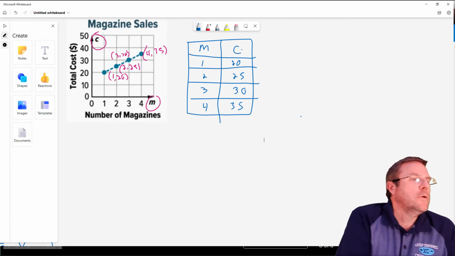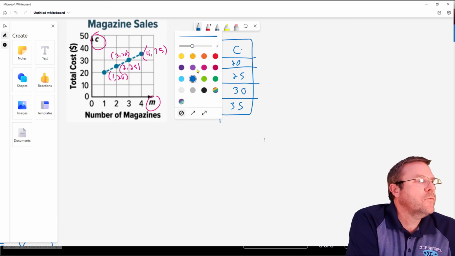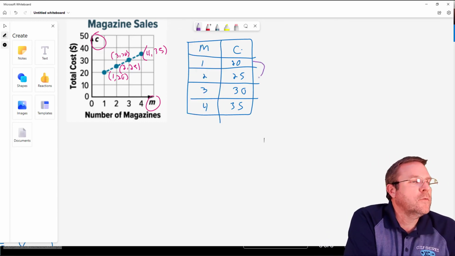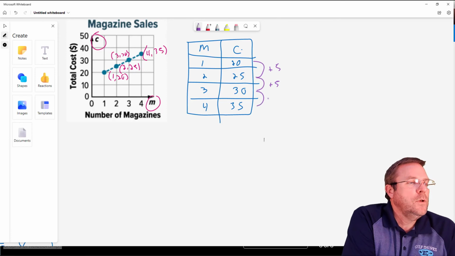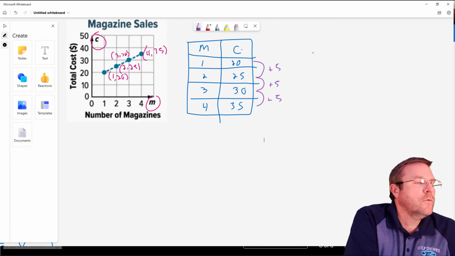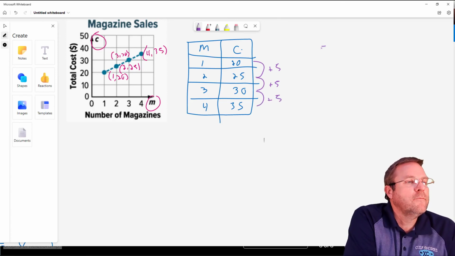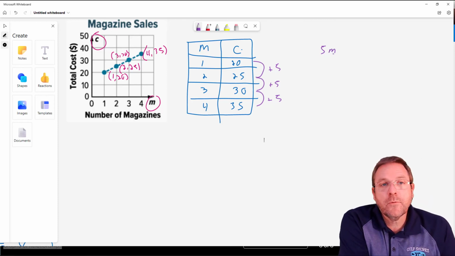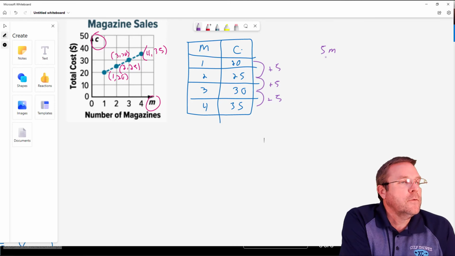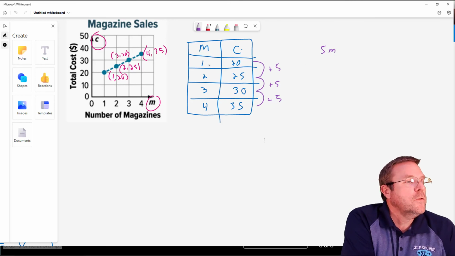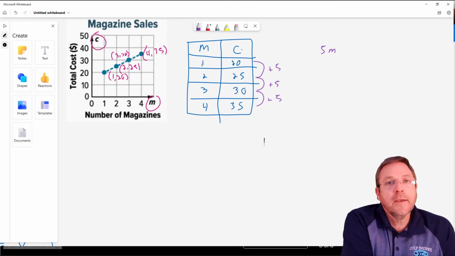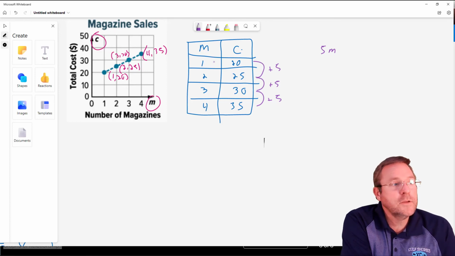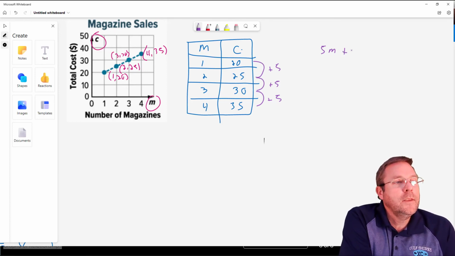Now, we need to figure out what is the difference between these points. And you can see every time we jumped, we had a plus 5. So we know that since we had a plus 5, we're going to start off with 5 times m. That's going to be the first piece of our expression. After the 5 times m, well, let's see, if I did 1 times 5, I would have 5, and 5 plus what is going to be 20? Well, that's going to be 15.